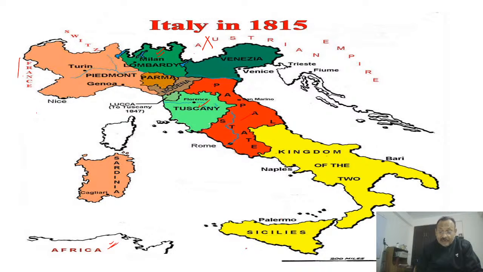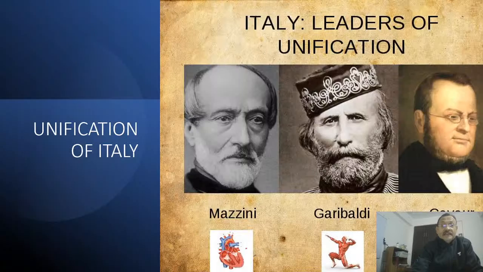Mazzini and Garibaldi. I had already said to you that Joseph Mazzini has performed a very critical role. Then Garibaldi is another important person with that too. And another one, we can say, is Cavour. The image which is shown over here is of the famous one, Cavour.